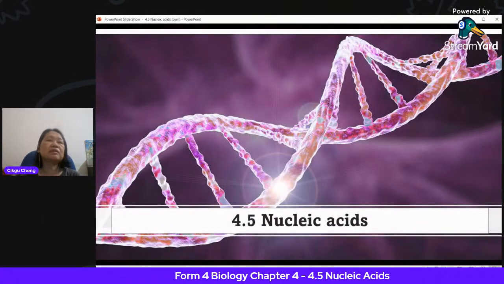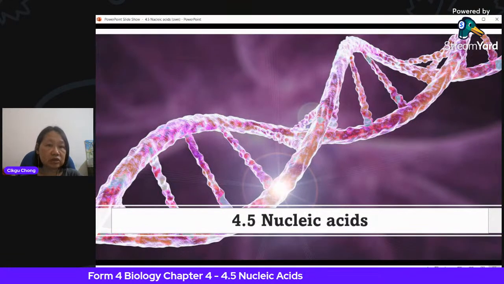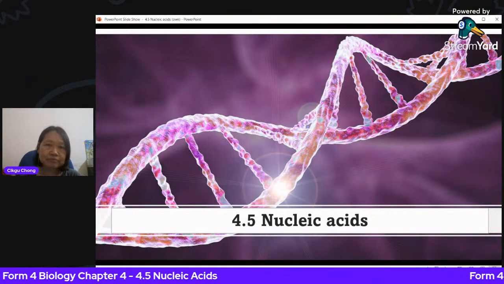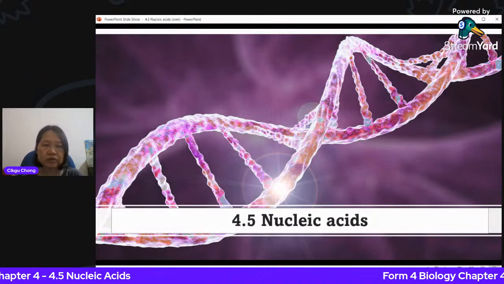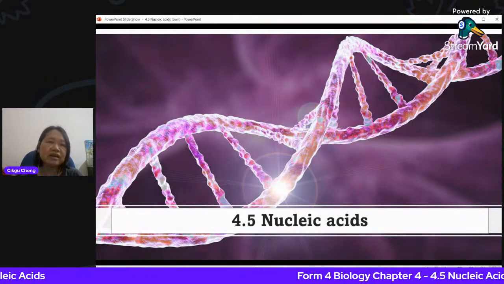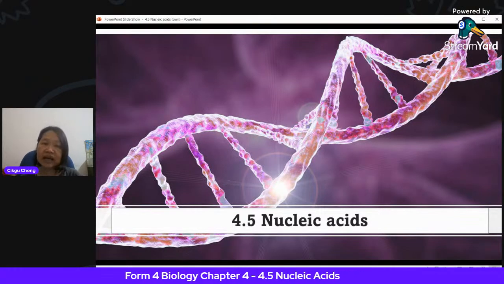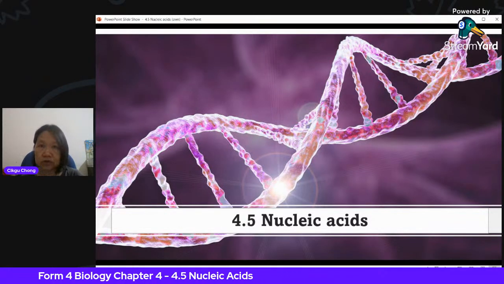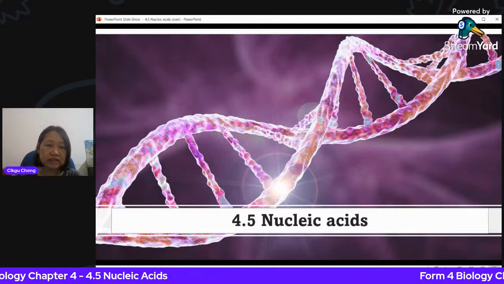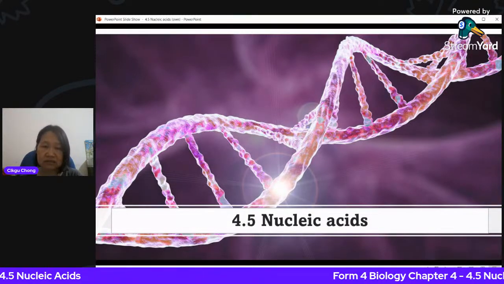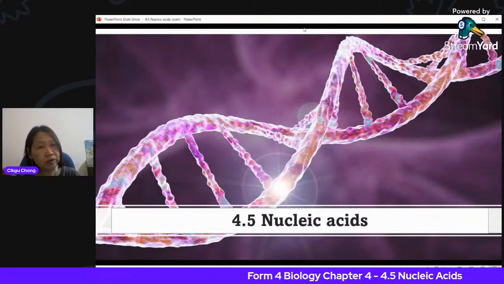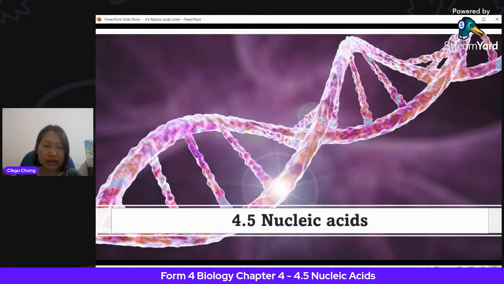Today we're going to learn about the molecule or the structure of nucleic acids. Usually nucleic acids will be represented by this very famous diagram that we always see. Actually, what you see here is the DNA molecule. The DNA molecule is one example of nucleic acid, and I say one example because that's not the only one. Now let's start.